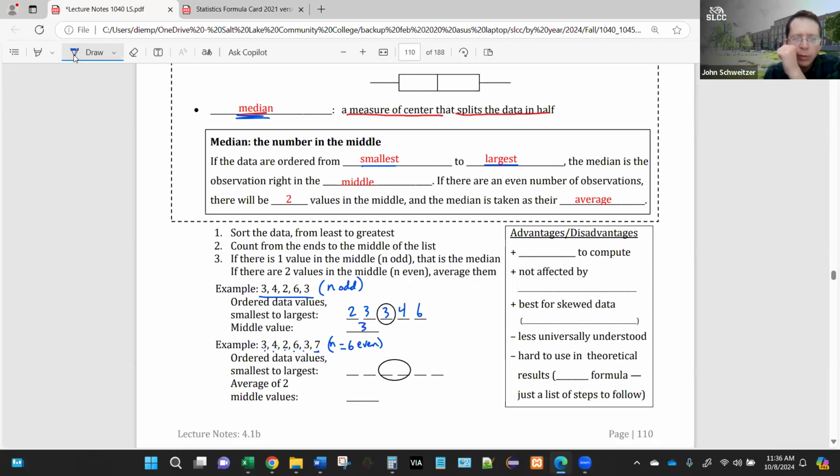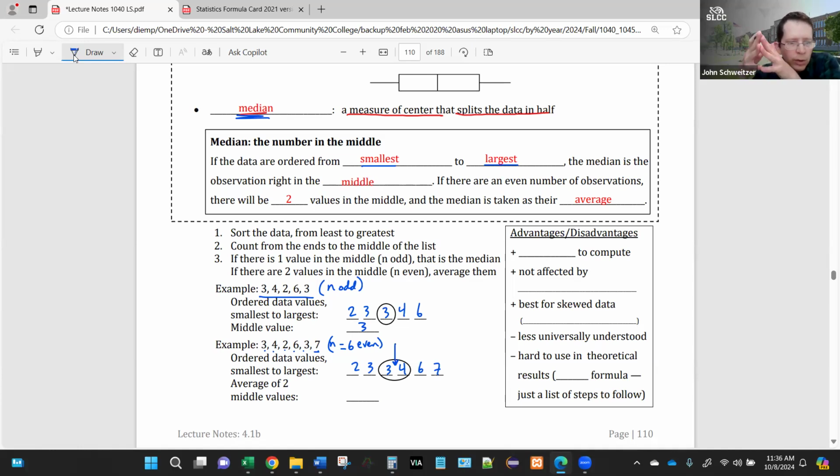So what we'll do is the same thing. We'll put the data in order. Okay, so 2, 3, 3, 4, 6, and 7. But notice there's no number in the middle. Okay, so there's 3 and 4.